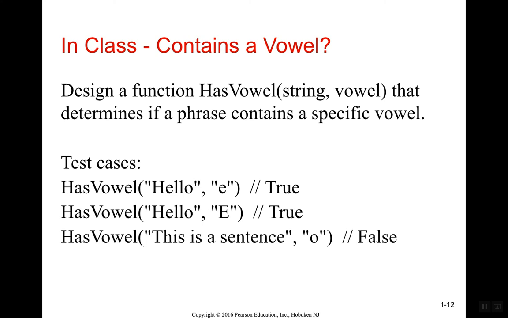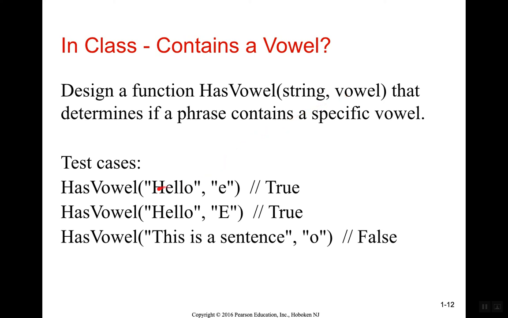Here's an in-class experiment we can do. I'm going to do this one, and then we're going to move on to arrays because we're short on time for today. So here's the challenge. Design a function called hasVowel that determines if a phrase contains a specific vowel. Actually, it takes two parameters, a string and a vowel. Here's the string I want to test, and here's the vowel I'm looking for.